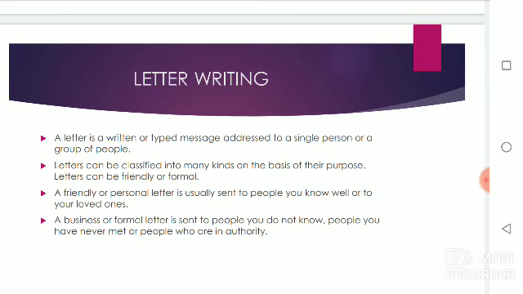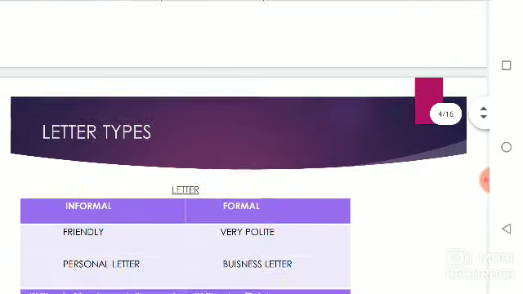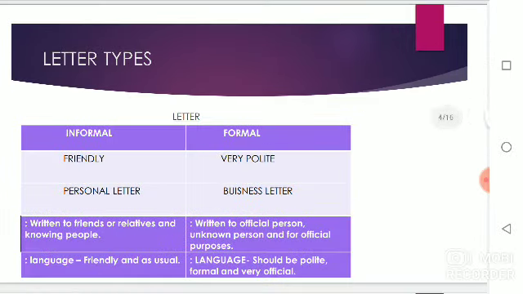On the basis of the purpose, letters can be friendly or formal. Okay, so this is something very normal. You know that the letters are divided into two parts, or the letters are categorized into two parts. Letters can be written in two ways. One is informal and another is formal.